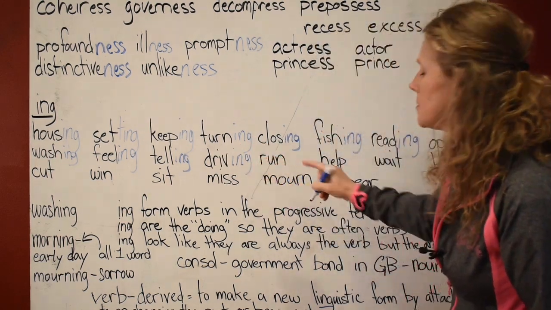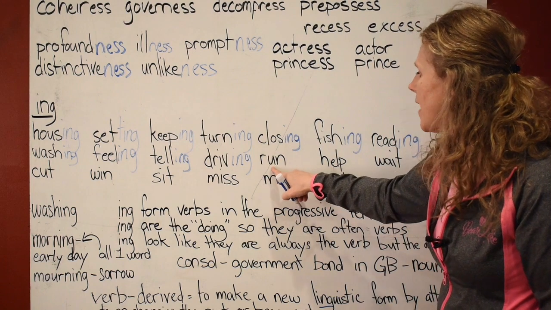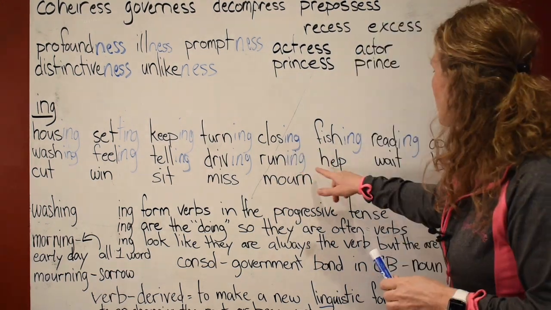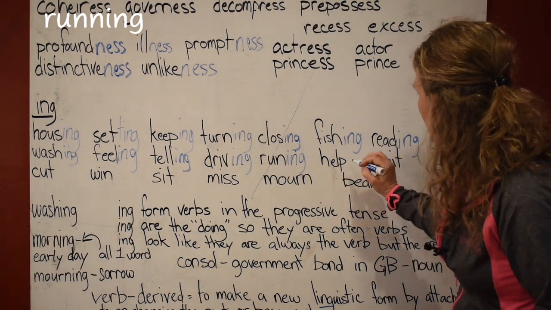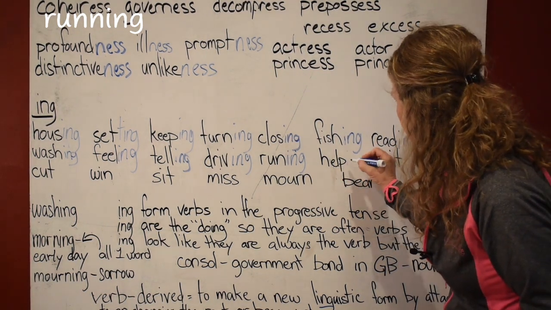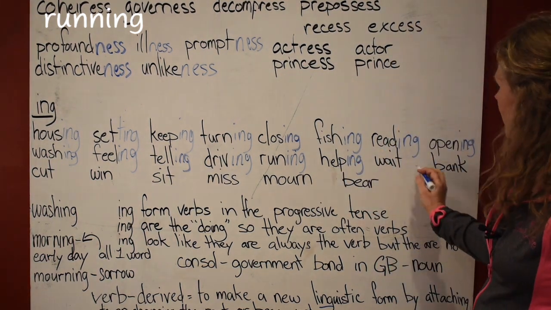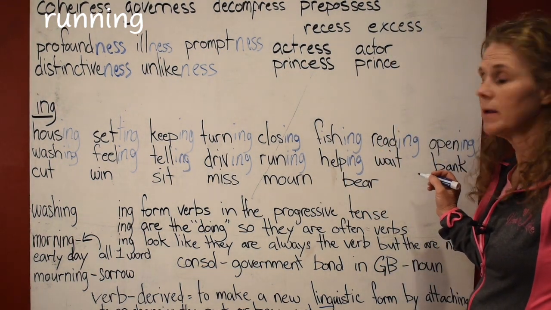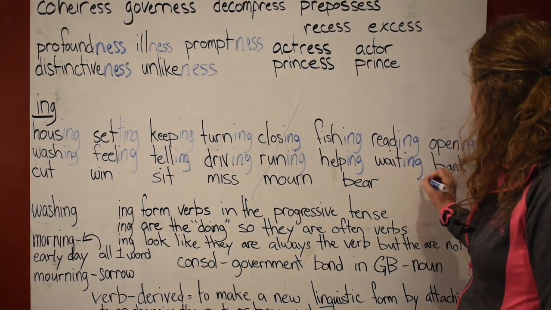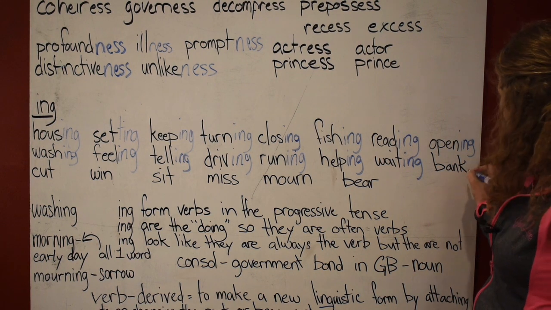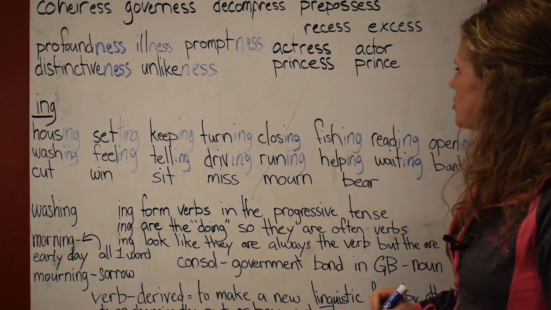How about this one, boys? Double. You do need to double it. It's a consonant, vowel, consonant. You double it. Okay, help. You just add it on. Helping. What do we do here? Add it on. It's not a consonant, vowel, consonant, so you just add it on. Bank. Add it on. Not a consonant, vowel, consonant. No dropping the E. No changing the Y.